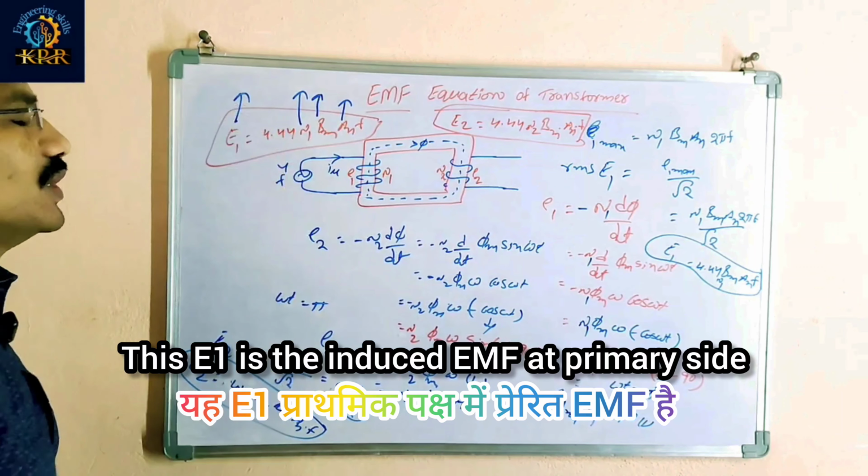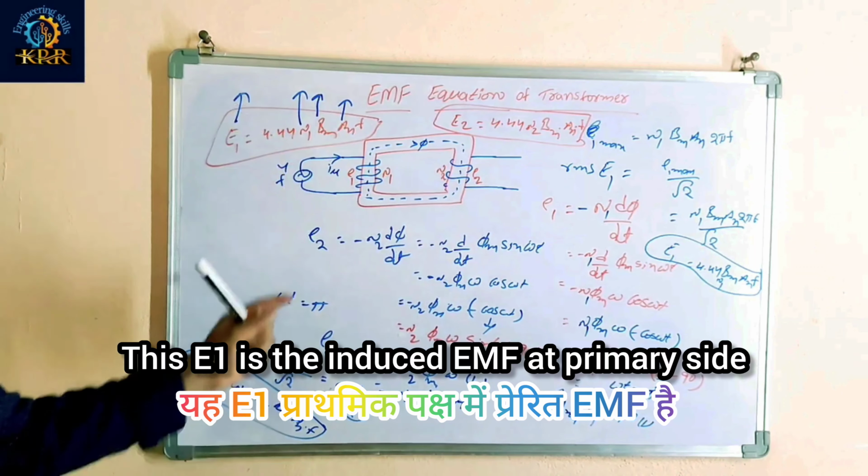This E1 is the induced EMF at the primary side. This E2 is the induced EMF in secondary side. This N2 is the number of turns in secondary side. This Bm is the flux density in secondary side. An is the net cross sectional area. F is the frequency. Here also F is the frequency. This is the EMF equation of the primary side and secondary side, E1 and E2.